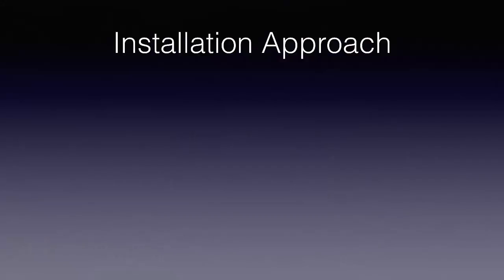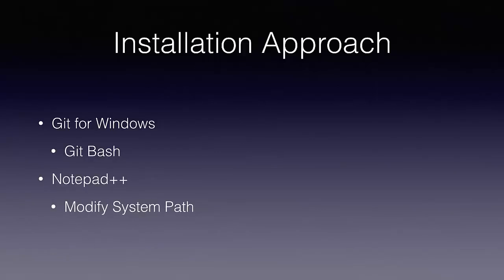In this section, we will install the tools needed for the rest of this course. Specifically, we will install Git for Windows, which includes the Git Bash terminal program. Then, we will install the Notepad++ text editor and add it to our system's path. I prefer using Notepad++ over Notepad since it is a much more powerful text editor than the standard Notepad, and it is still very fast and it is free.